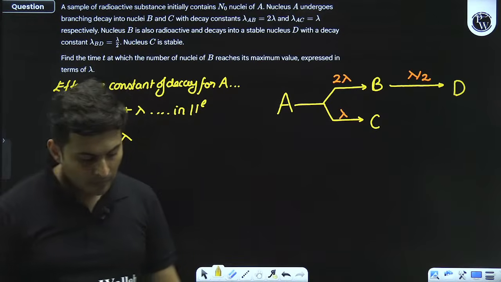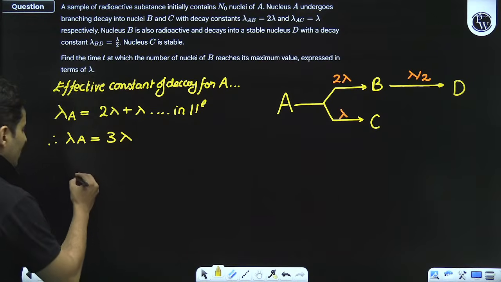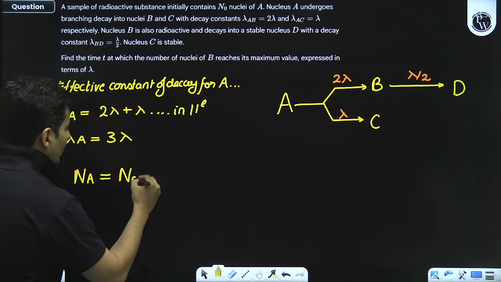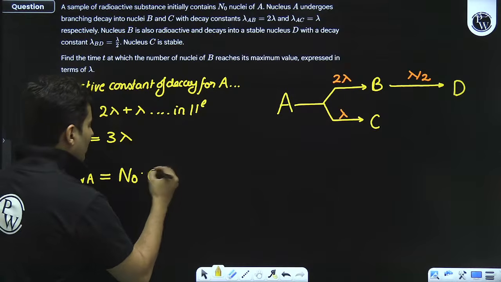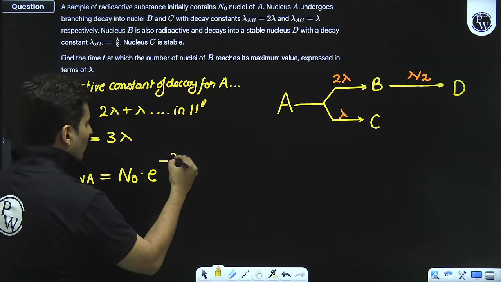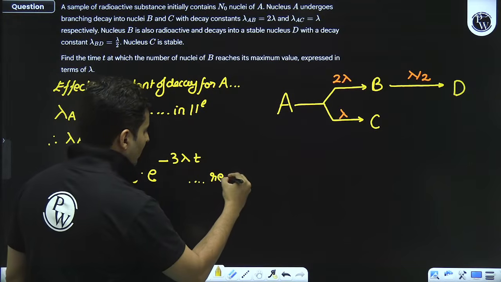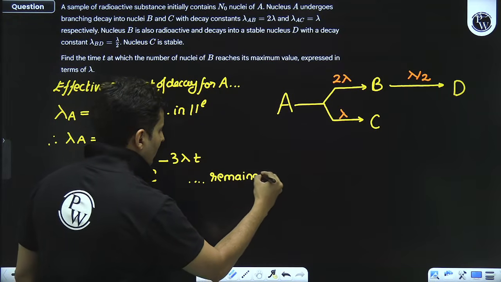Fair enough. So how much quantity of A remains after some time? Originally there was N0, so this is N0 e to the power minus 3 lambda t. This is the amount remaining of A. Everybody fine till this point? Okay. Now what do we do?